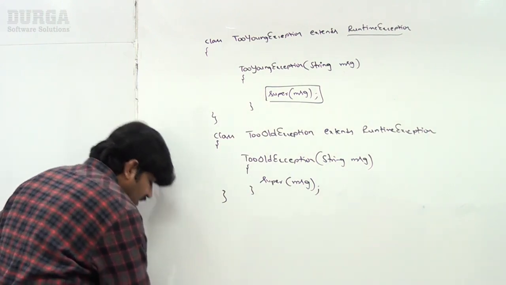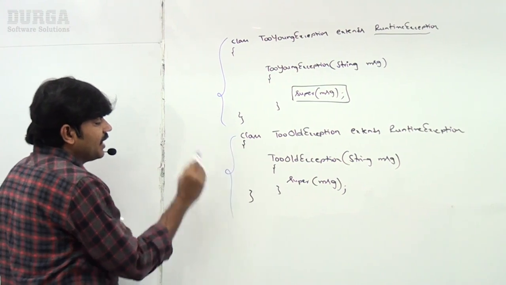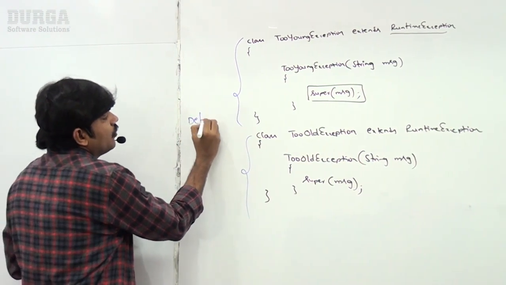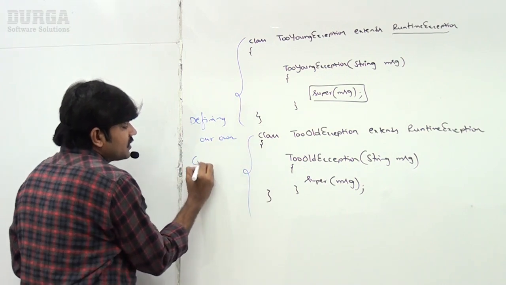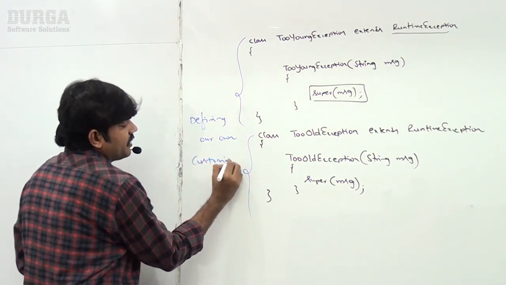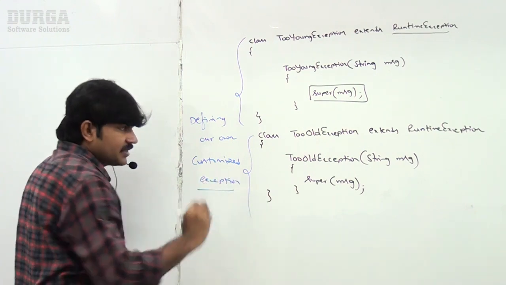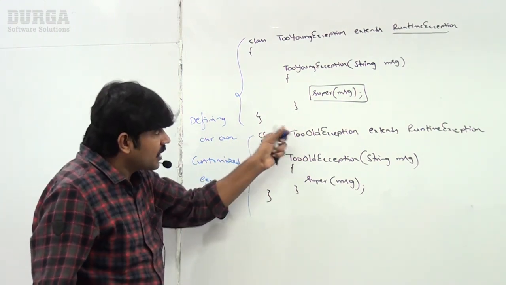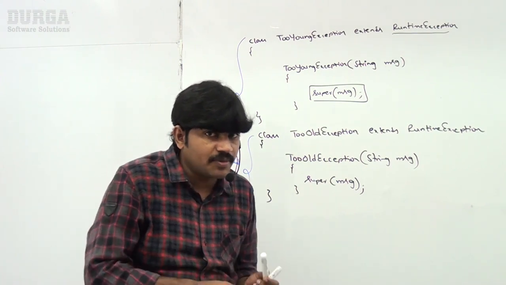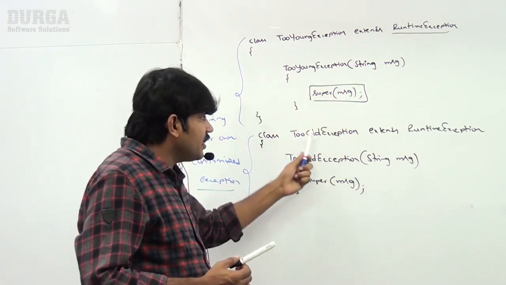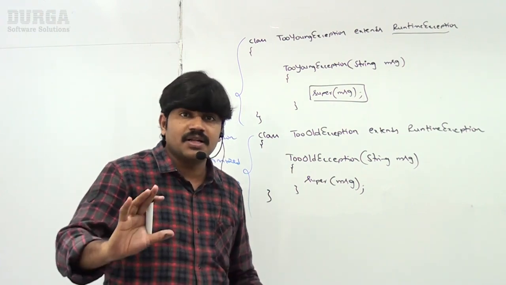This total thing is defining an exception. We are defining our own customized exception. How many exceptions did I define? Two exceptions. What is the first one? TooYoungException. The second one, TooOldException. We are just defining exception classes.